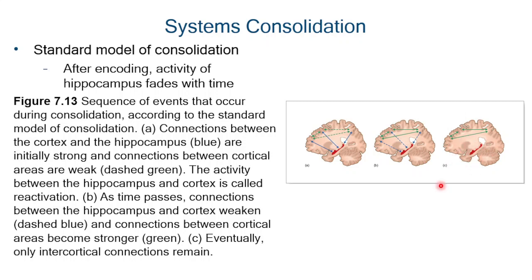So that's how the memories are consolidated. So from the hippocampus to the cortical areas, and then when it's okay, when the connection is strong, we now have the connections in the cortical areas.